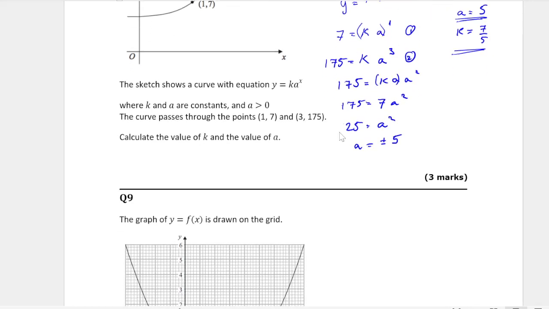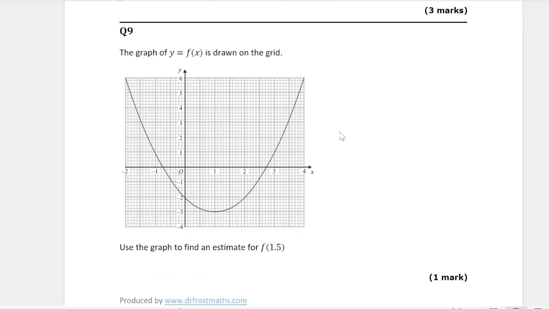Nice question. Okay, question 9. The graph of y equals f of x is drawn on the grid. Use the graph to estimate the value of f of 1.5. So again, in effect, what I'm saying is I'm looking for the point where y is equal to f of x, where x is equal to 1.5.